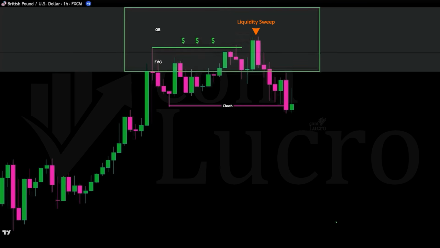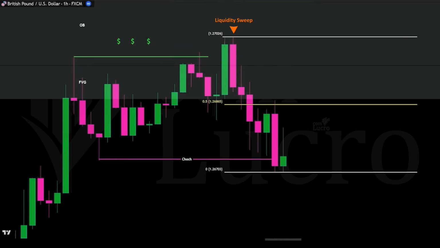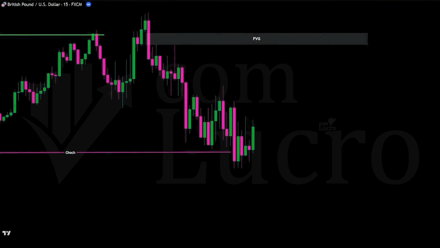Usually in this case, we would look for fair value gaps and order blocks, but in the latest move, we do not have any imbalance in this time frame. So we can either apply the retracement tool and place our sell limit order at the beginning of the premium area, or we can zoom into a lower time frame to refine our entry point. Let's zoom into the 15-minute chart. In this time frame, we can see that we have an unmitigated fair value gap area near the swing high.